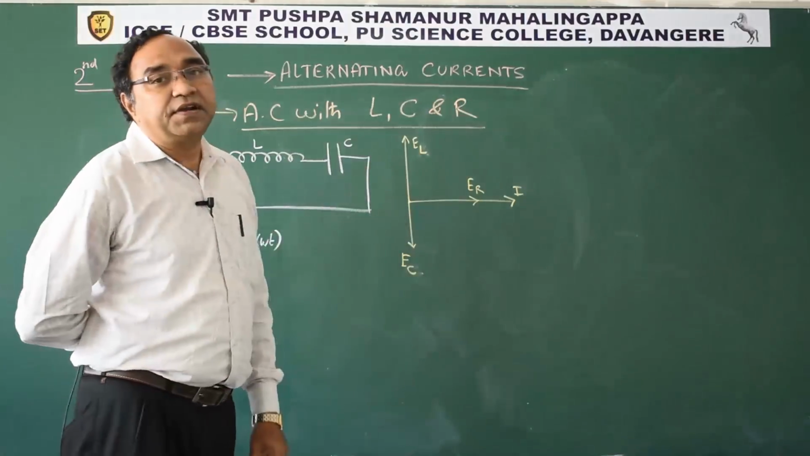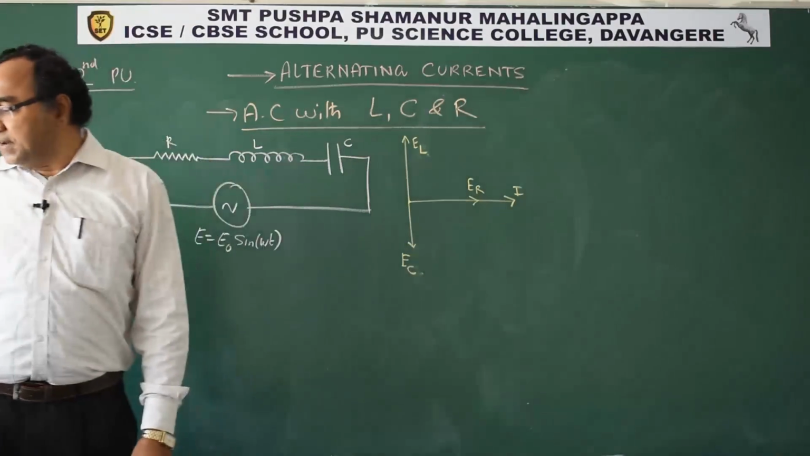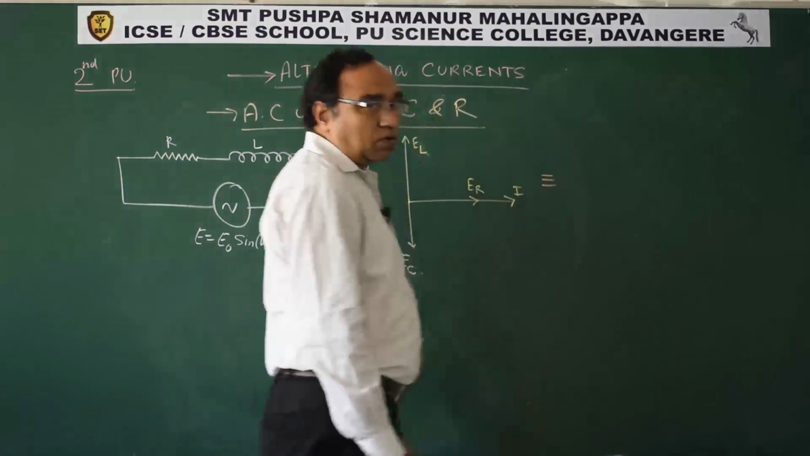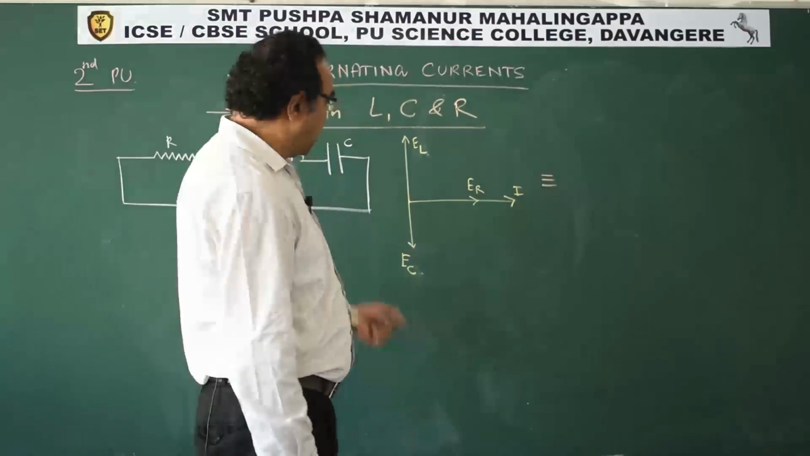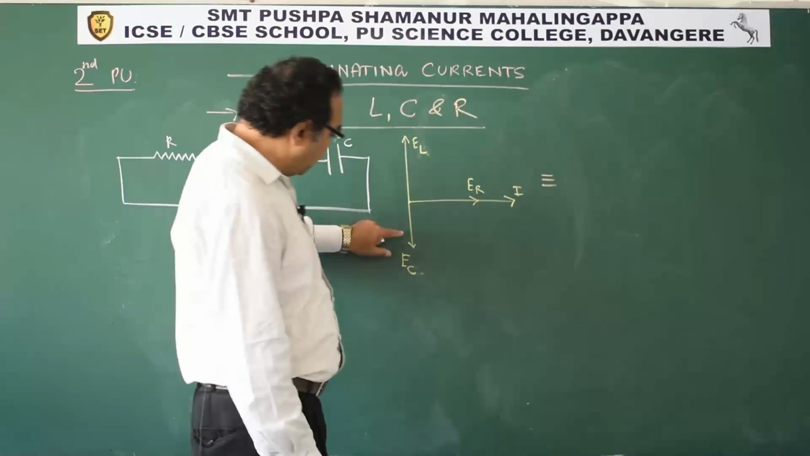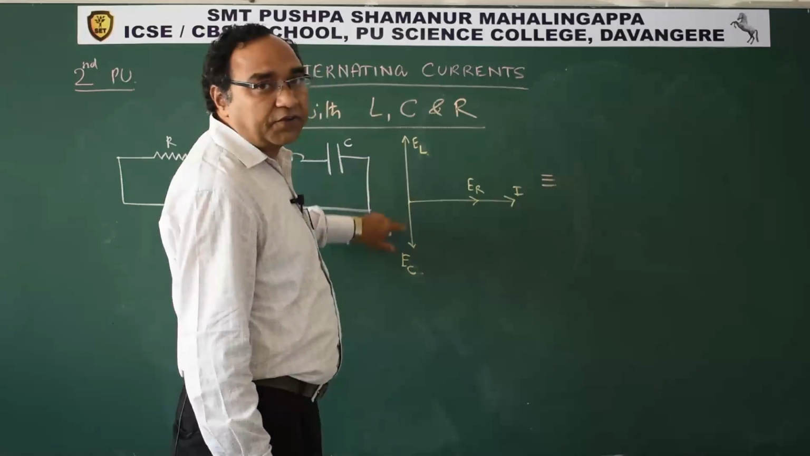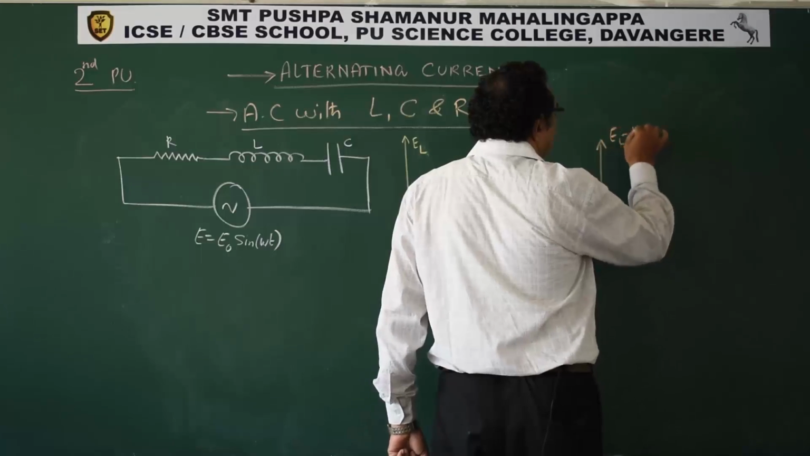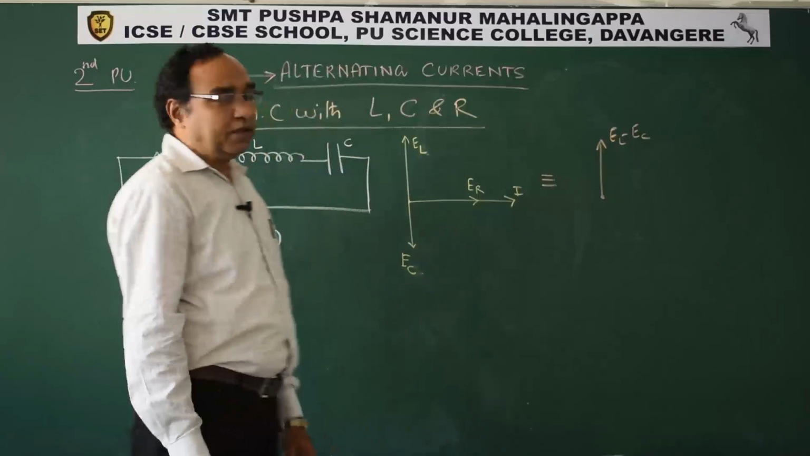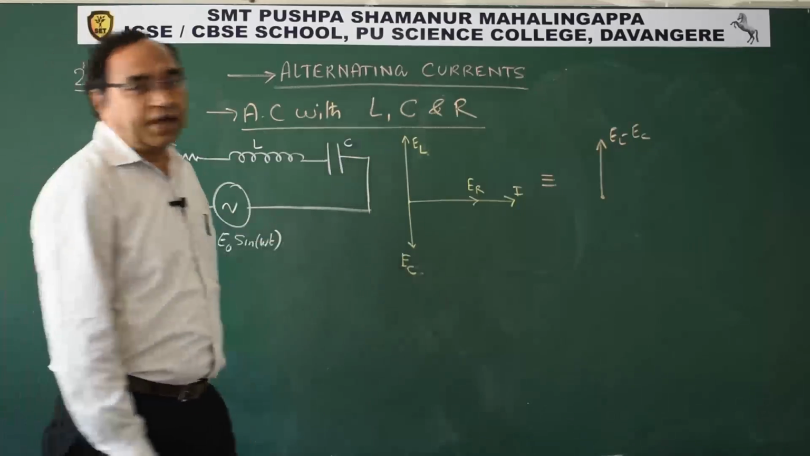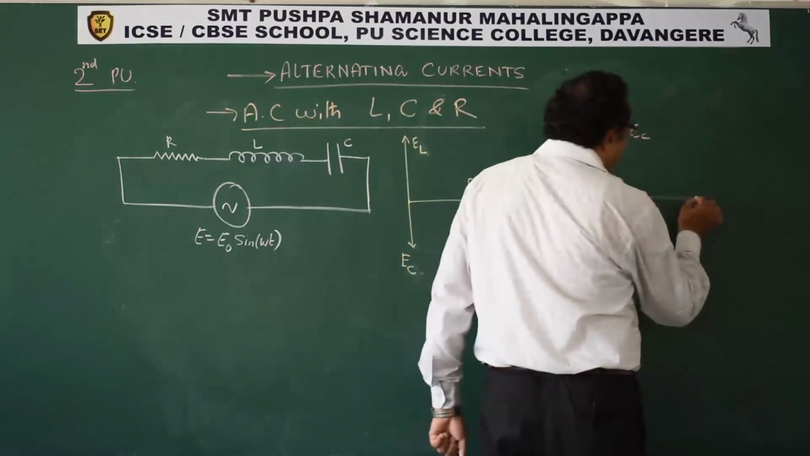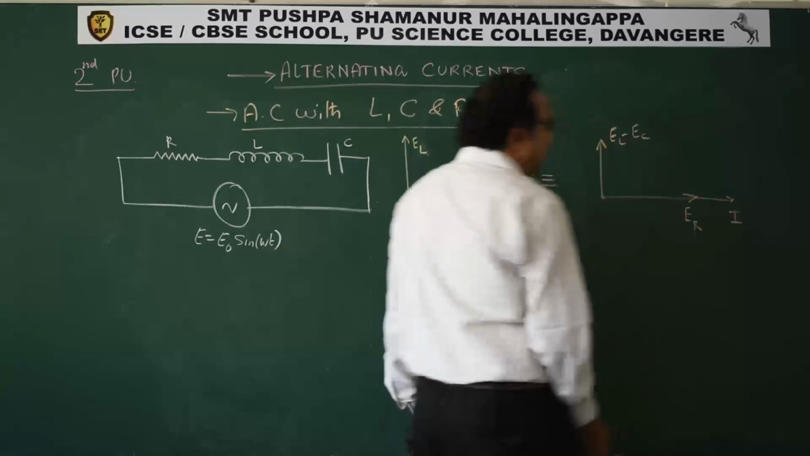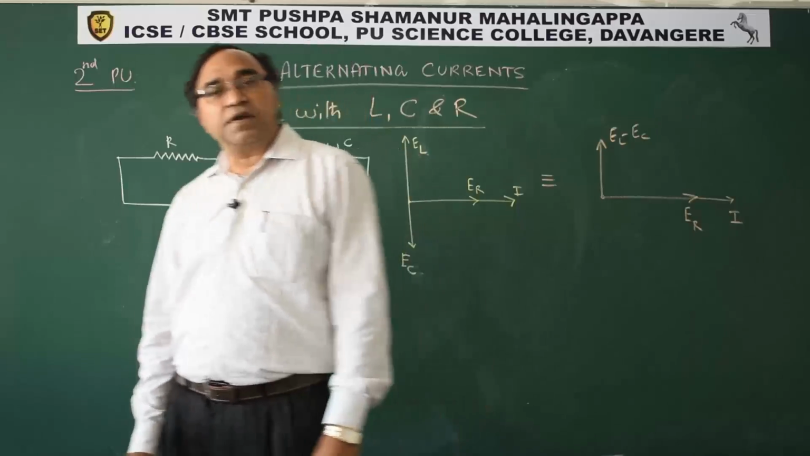Now how to find the resultant here? I think you are aware of how to find the resultant of vectors. Apply vector analysis here. We see that these two are in opposite direction. So when we try to find the resultant, we will write it as EL minus EC. This is in opposite direction. Then we have ER this way and I is in this direction. See, this is how the system can be reduced.